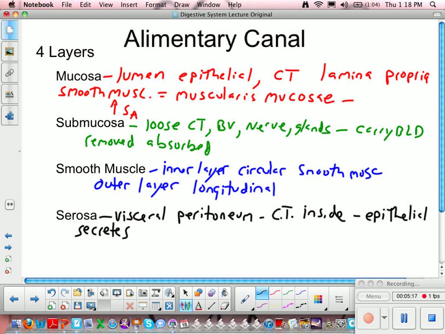The epithelial layer outside secretes a serous fluid and it allows the organs to slide over each other.